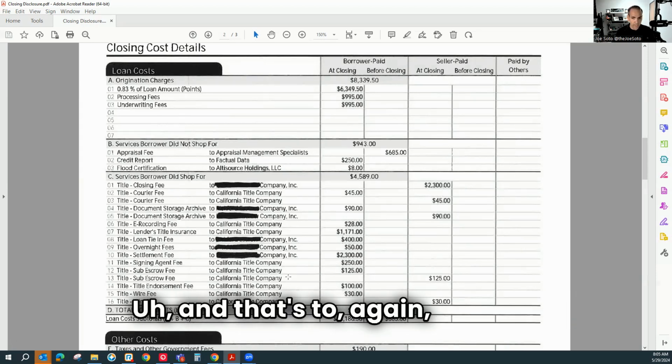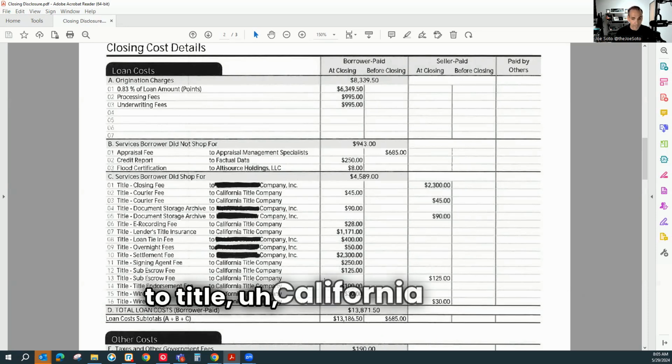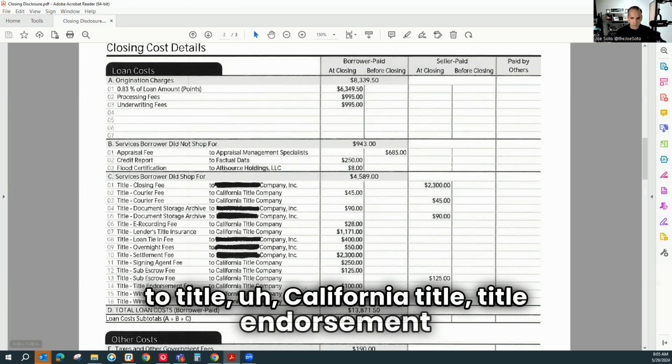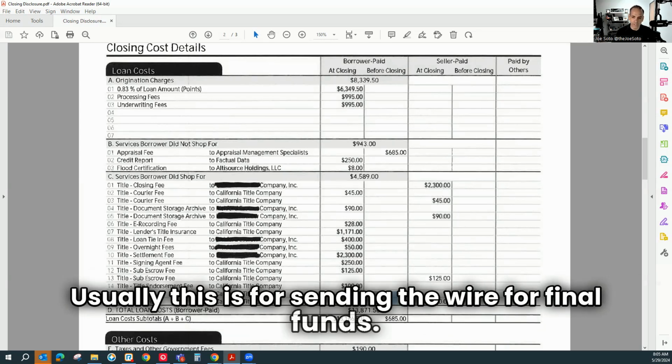And that's to, again, the title company that's paid for to California Title. Title endorsement is to endorse the title, $100. And wire fee, usually they have a fee if they're sending out the wire or receiving a wire. Usually this is for sending the wire for final funds.